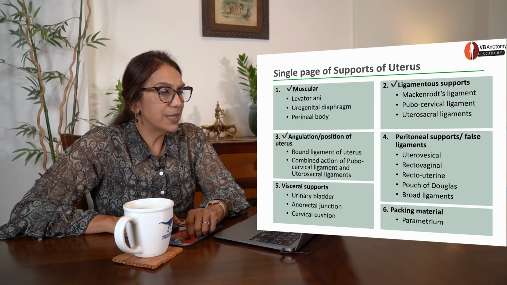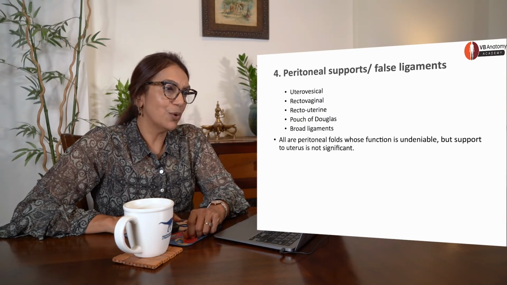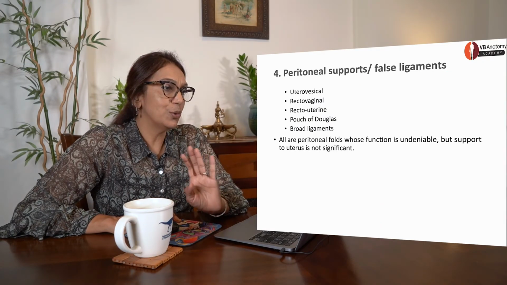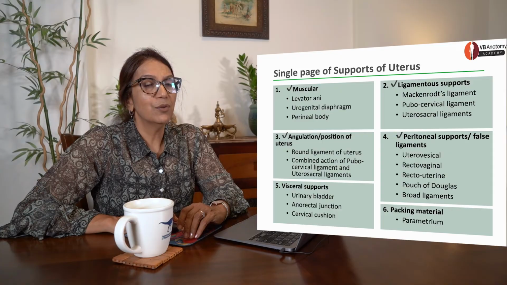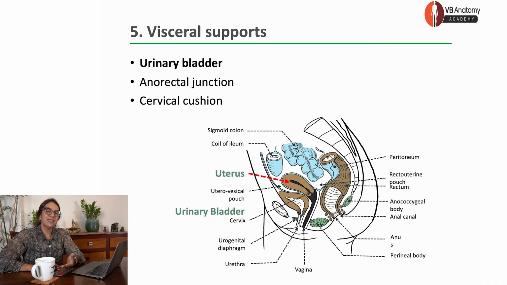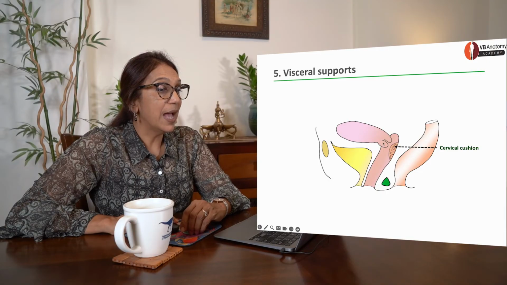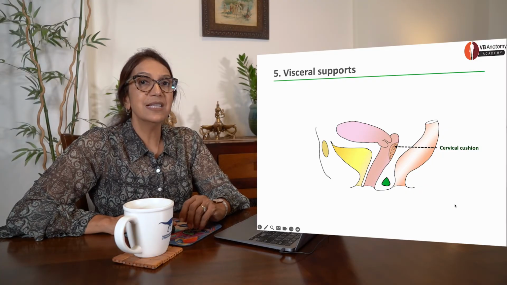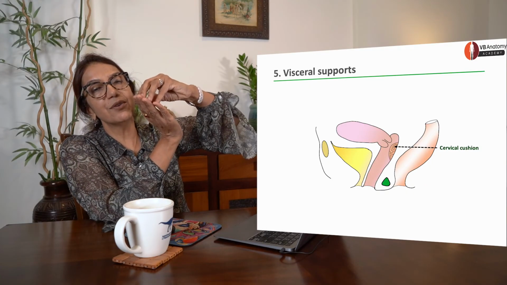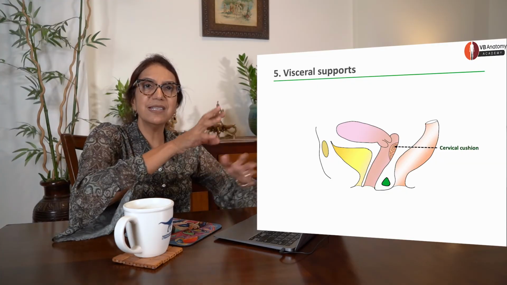Let's talk about peritoneal supports or false ligaments. We know that false ligaments have a very minimal role to play in supporting the uterus. Let's talk about visceral supports. So this is obvious. If there is viscera around it, it's going to support the uterus. For example, anteriorly, the uterus is literally lying on top of the urinary bladder, which supports it. Posteriorly, the anorectal junction, as you can see, supports it. And funnily enough, the posterior wall of the vagina thickens to form something called the cervical cushion. The cervix goes and rests against it. So all these viscera seem to support each other.